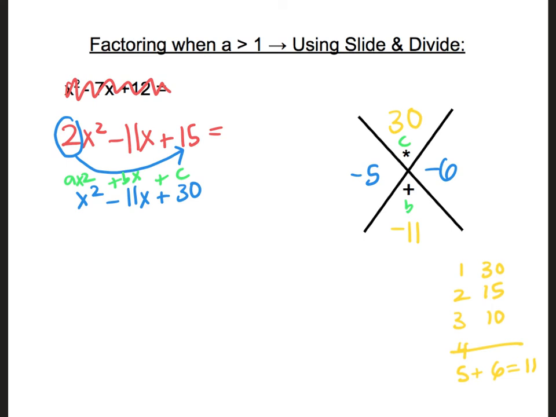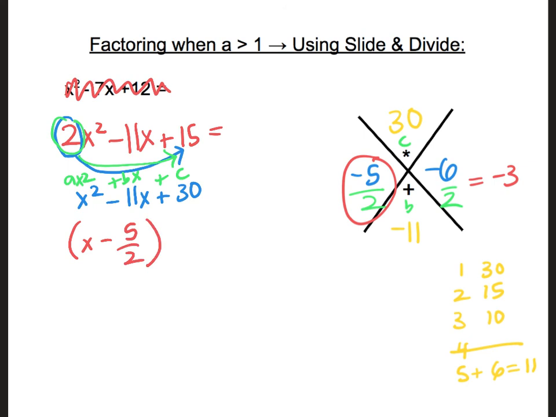Now we're almost done, but before we put our numbers back, we have to divide by whatever we slid. So remember in the first step we slid 2, so we're going to go ahead and divide both these numbers by 2. If they divide evenly, we're actually going to do it. So negative 6 divided by 2 equals negative 3. 5 divided by 2 doesn't work, so we're just going to use that. So that means my two factors are going to be x minus 5 over 2 and x minus 3. Now our last step is just to unslide. So we're going to take that 2 and slide it back out in front of your x. My final answer would be (2x minus 5) and (x minus 3).